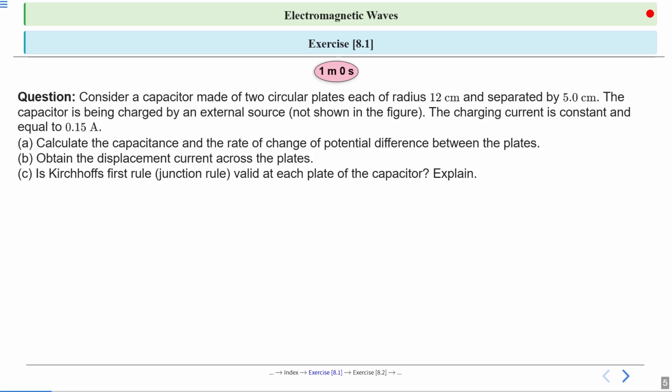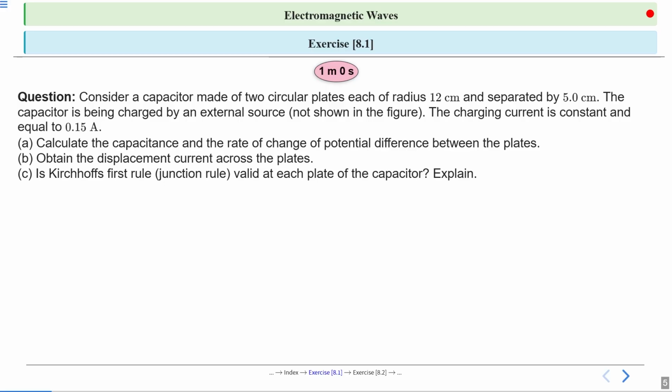So let's begin with the first question: consider a capacitor made of two circular plates, each of radius 12 centimeter. So there is a parallel plate capacitor and the plates of the capacitor are circular. Each plate has radius 12 centimeter and they are separated by 5 centimeter. The capacitor is being charged by an external source, not shown in the figure. The charging current is constant, and is equal to 0.15 ampere.